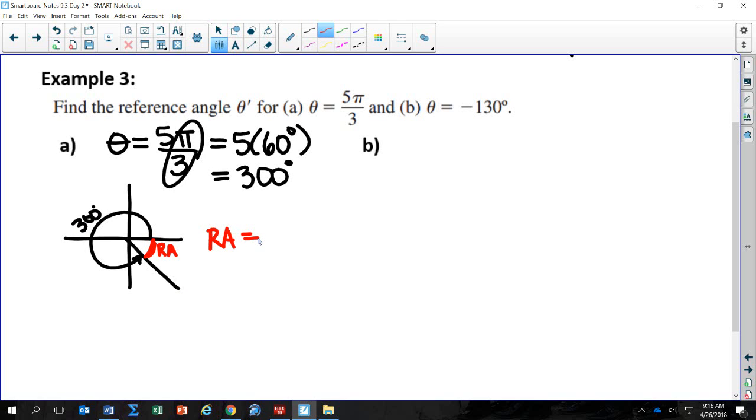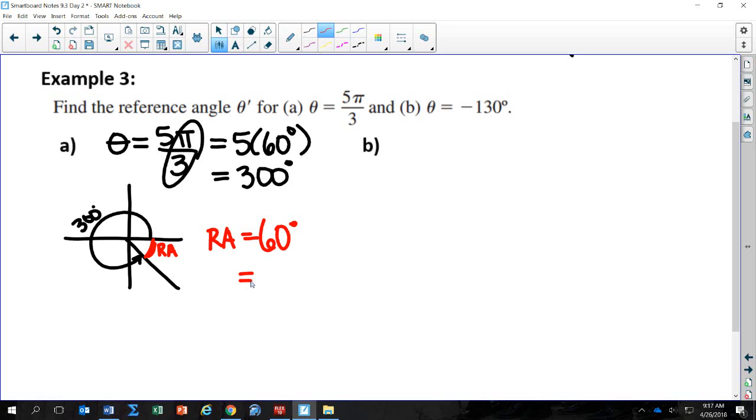What would my reference angle be if I'm stopping 60 degrees short of a full revolution? What do you think? Ryan, what do you think the reference angle is going to be? 60 degrees. Very good. Now, the only comment I have about converting to degrees is that at the end, you're going to have to convert back to radians. Okay? If your question starts in radians, then your answer should be in radians. If your question starts in degrees, then your answer should be in degrees. Okay? So, how many radians is 60 degrees?